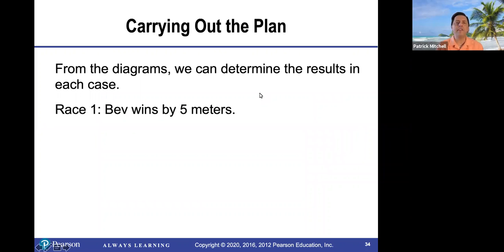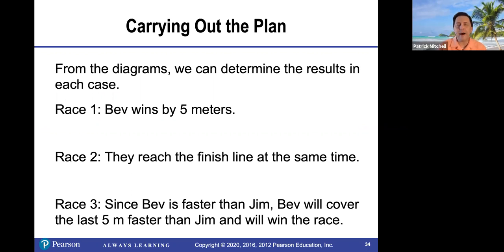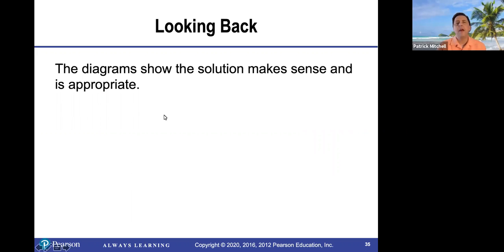All right, so in the first race, Bev wins by 5 meters. In the second race, they tie. But in the third race, Bev wins again because she covers the last 5 meters faster than Jim, and so she'll win the race. Looking back, the diagrams show the solution makes sense and is appropriate.